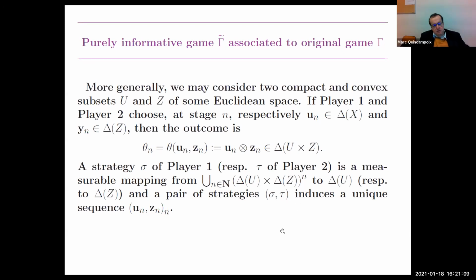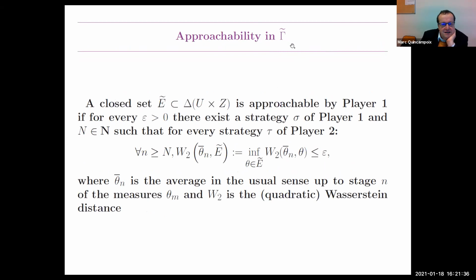And so with this kind of strategy, as soon as we have a pair of strategies, we have a unique sequence un and zn, and so we have a payoff and an average payoff. So this is the purely informative game we consider. I think sometimes Jérôme Bonnans has defined it as a super game. I'm not sure. So now we will consider approachability in this game that I call gamma tilde.